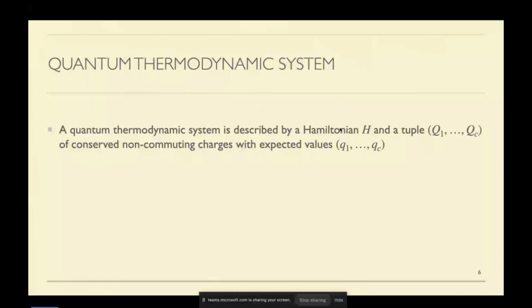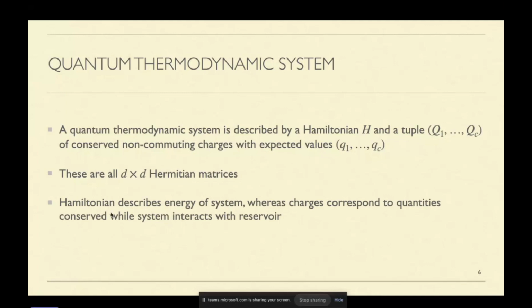Okay. Now let's talk about a quantum thermodynamic system. So a general quantum thermodynamic system is described by a Hamiltonian that we'll call H, and a tuple of what we'll call non-commuting charges that are conserved and have expected values. Okay, and this term conserved means that for the state of the thermodynamic system, the expected value of like the ith charge should be equal to some fixed number, and that represents some kind of conservation law for the thermodynamic system. Mathematically, these matrices are also D by D Hermitian matrices. The kind of thing we'll be thinking about when we talk about quantum algorithms is D equal to 2 to the little n, where n is the number of qubits. Okay, in physics, the Hamiltonian describes the energy of the system, and the charges correspond to quantities that are conserved while the system is interacting with an inaccessible environment or reservoir.